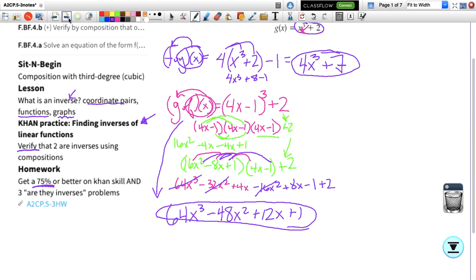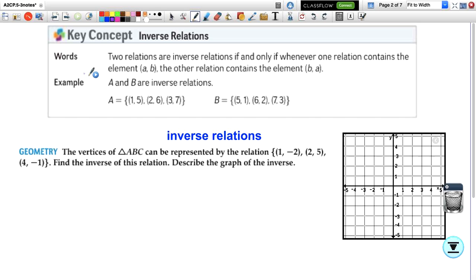So let's move into talking about some new stuff. Let's talk inverses right now. Okay. So again, this is section 5.3 in your book. If you want to take a look there at the definitions, I like to include definitions from the book and what we're talking about because it helps you see some math language and some math notation. So inverse relations, two relations, and I want to remind you folks that a relation is a set of ordered pairs, okay? So two relations are inverse relations if and only if one relation contains the element (a, b), then the other relation contains the element (b, a), okay? If that's true, then A and B are inverse relations. So let's take a look.